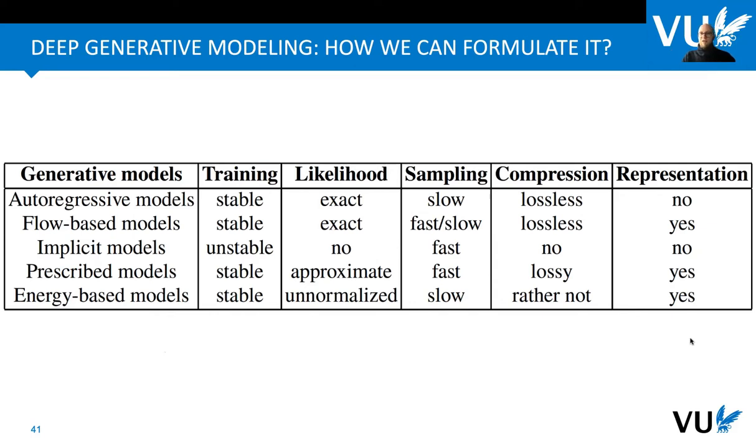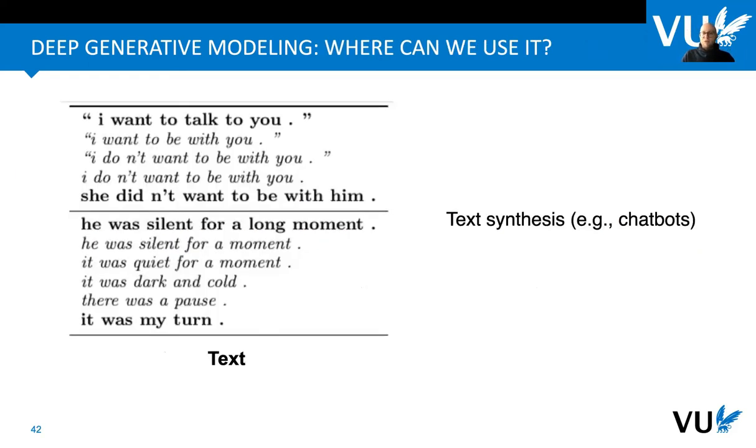So this is a very quick overview, but the question is, where can we use them, right? For text, like text synthesis, all kinds of chatbots, this is where this p(x) is very useful because it can take some input and maybe produce some text, like, I don't know, how are you? I want to do this, and so on. So we are getting better and better with that.